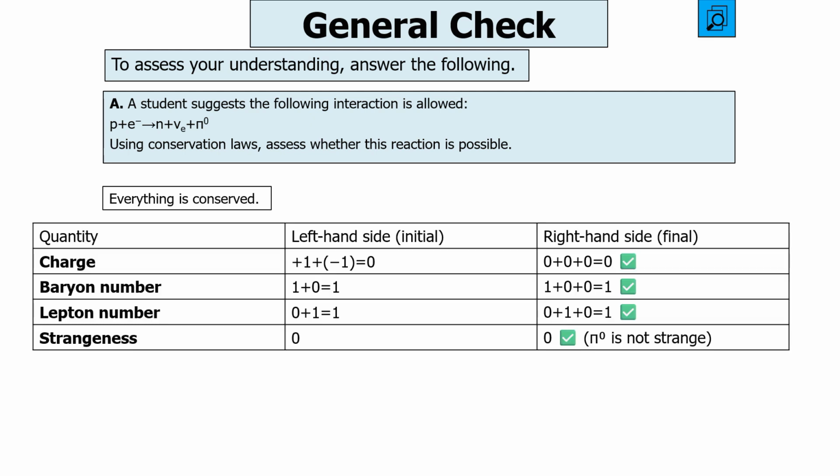Because if we look here, we know that the charge beforehand is plus 1 minus 1, which is 0. Afterwards it's 0 plus 0 plus 0, 0 before, 0 after. Baryon number: beforehand it's plus 1 and 0, so that equals 1. On the right hand side it's plus 1, 0 and 0, so therefore it's 1 afterwards, so it's conserved. In terms of lepton number, it's 0 and plus 1 before, so that equals 1, and afterwards it's 0 plus 1 and plus 0 again, so it's 1 afterwards, so it is conserved. Beforehand the strangeness is 0, and afterwards the strangeness is 0, so therefore all our different factors are conserved.